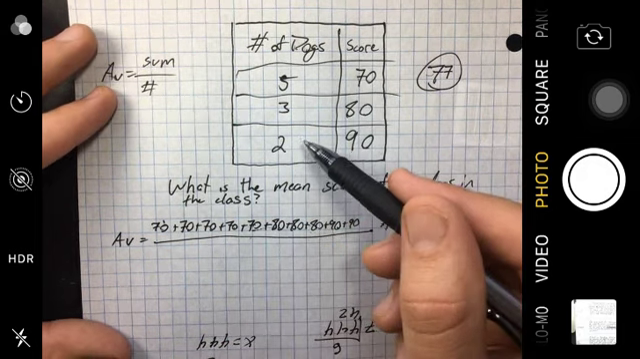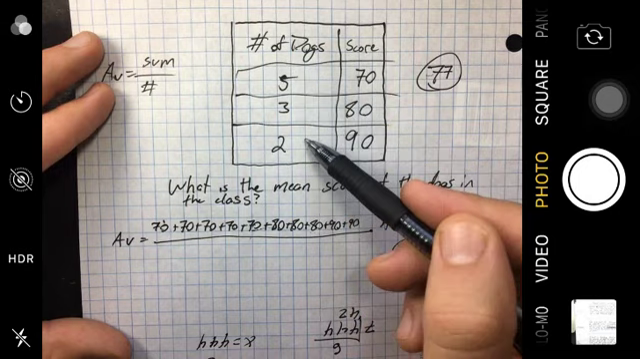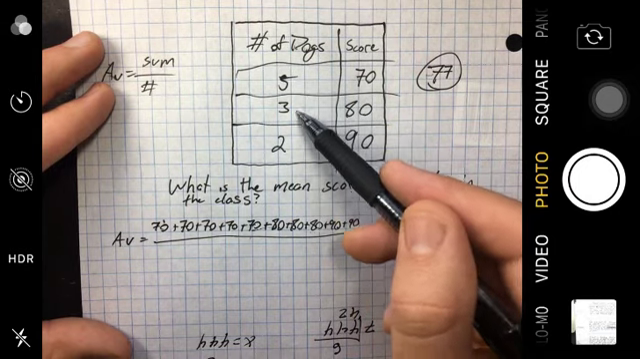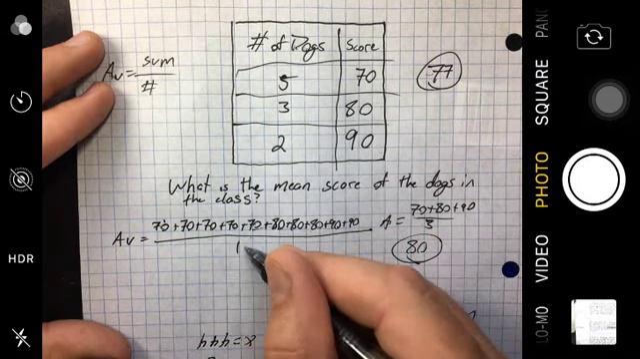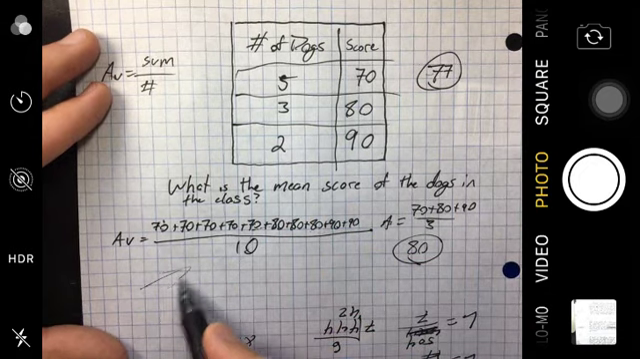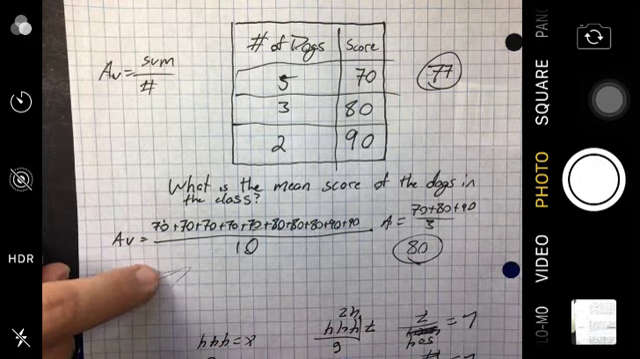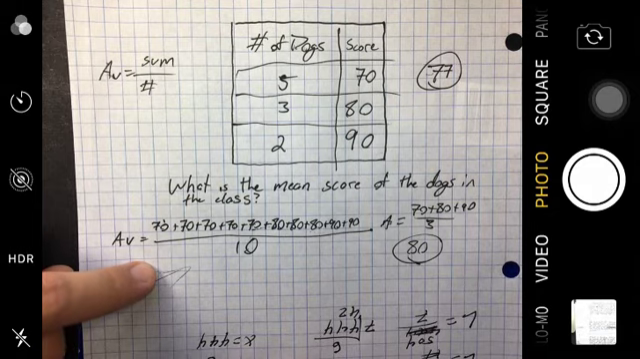And then it's going to be divided by 10 because the number of dogs in the class is this 5, this 3, and this 2. And so you're going to get a base of 10. Ever since Common Core came in, they've been doing a lot more bases of 10. So that's something that you can kind of be on the lookout for.